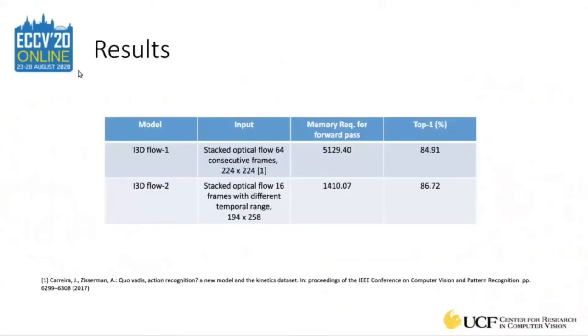This table shows comparison for two optical flow models trained in different ways. The first model is trained with 64 consecutive frames, which is in literature. We also trained with 16 frames with different temporal range. The second model requires significantly less memory, and it achieves competitive performance.